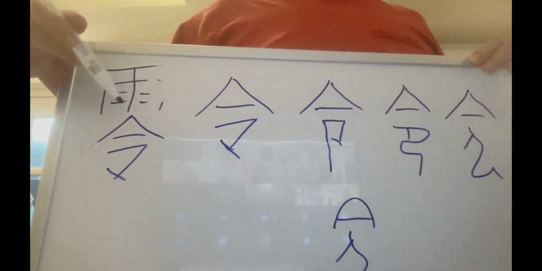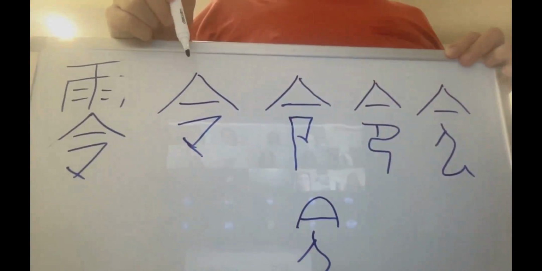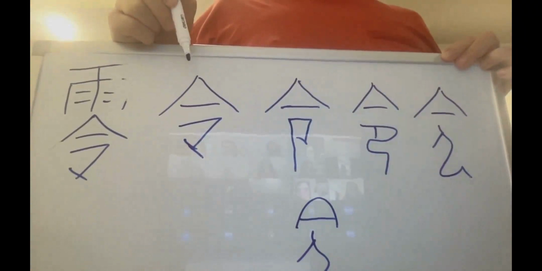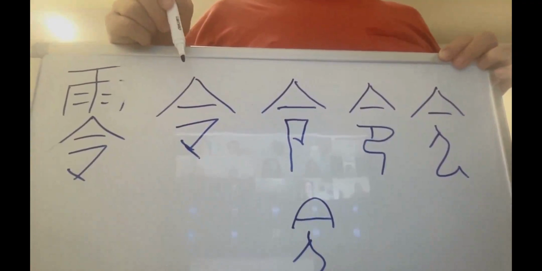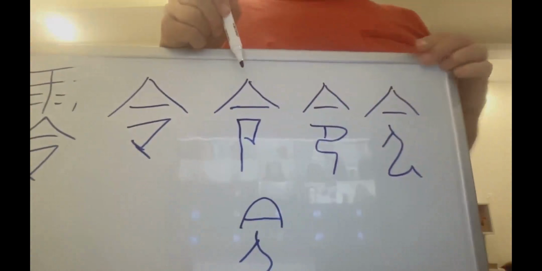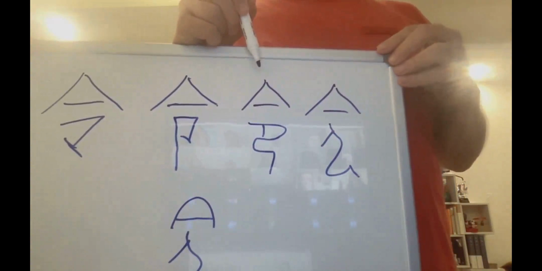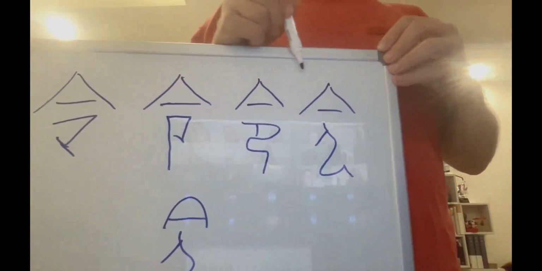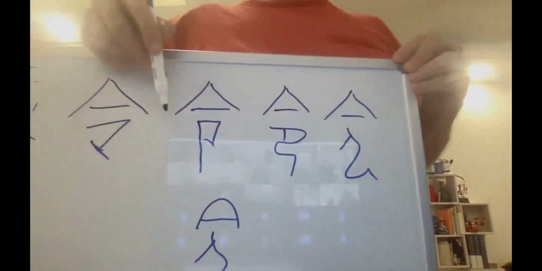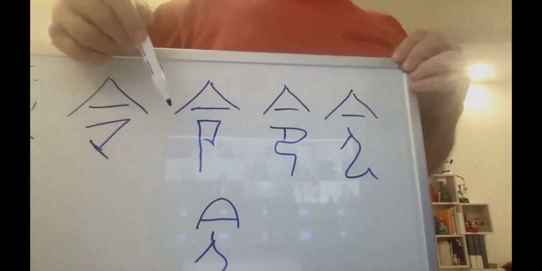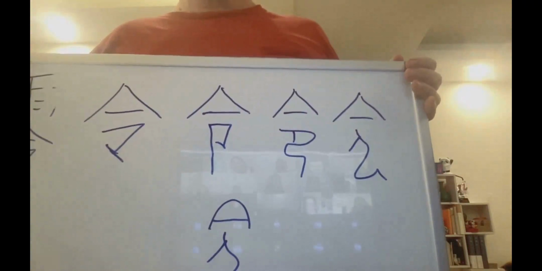So the rain, everybody knows. Ling, this is mingling, means to be ordered or to order someone. This is the simplified character. This is the traditional character. This is the seal character. This is an earlier character. And this is the earliest form. It's a little distorted from the actual form, but I want to make it clear.